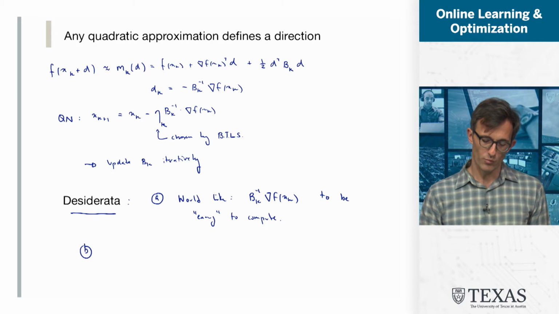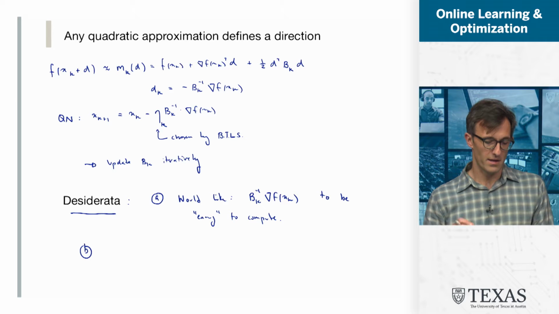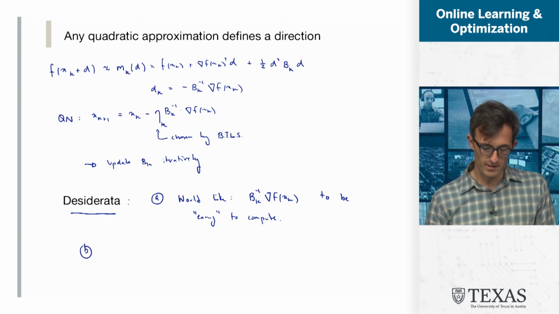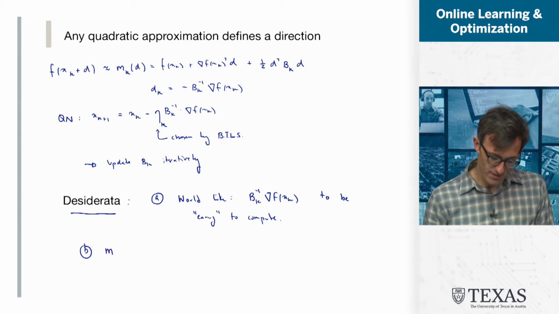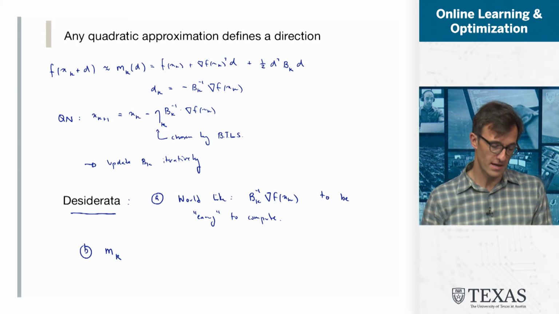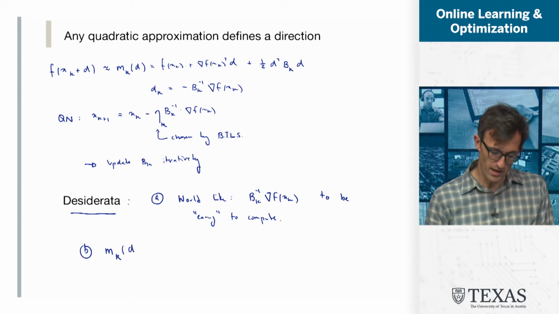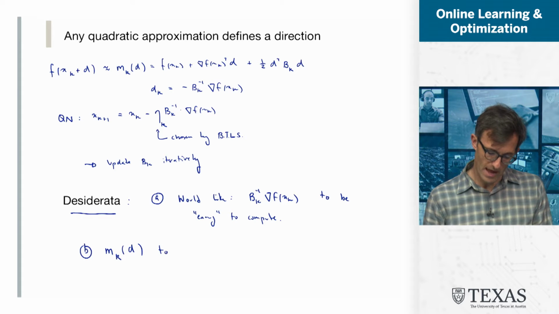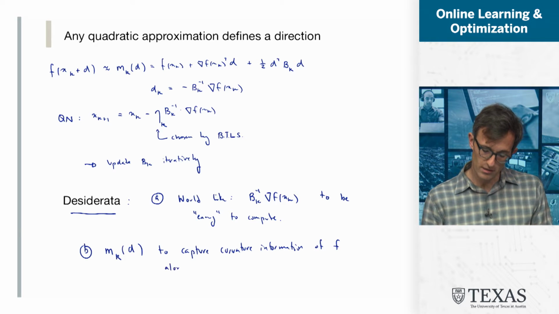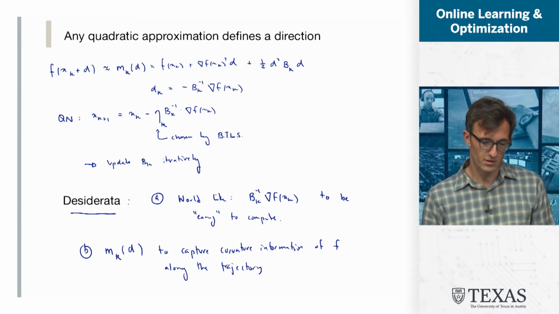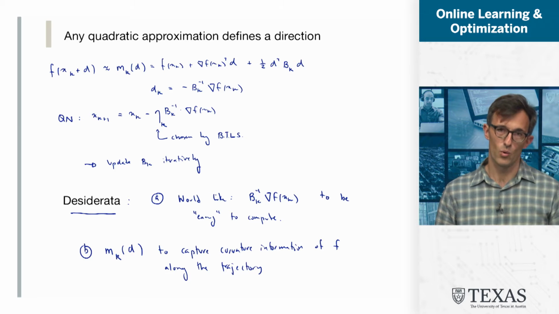So what would we like? The key idea in BFGS is to have this quadratic approximation at time k. We would want mk(d) to capture curvature information of f along the trajectory that we've seen. So let's see exactly what this means.